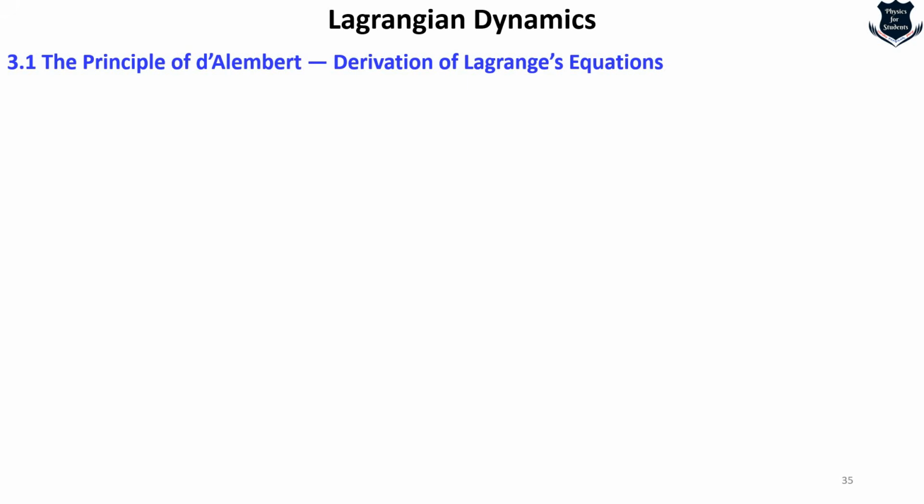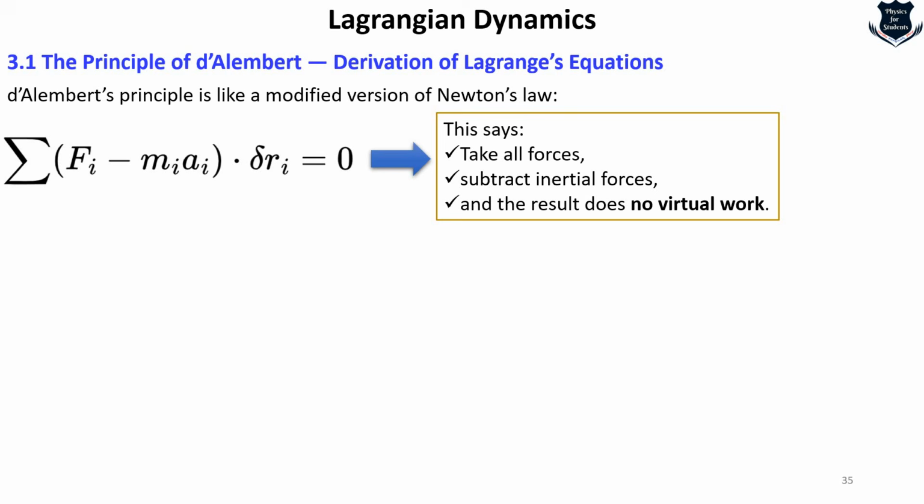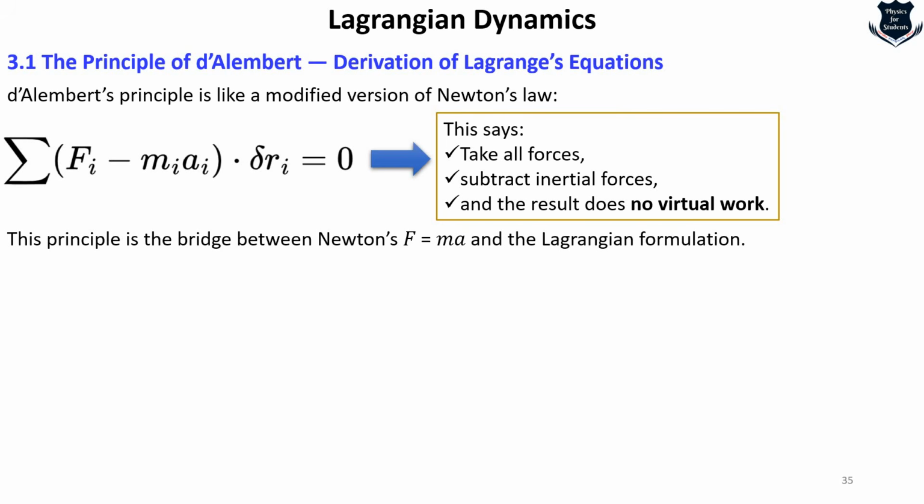The first one is called the principle of D'Alembert, derivation of Lagrange's equation. The D'Alembert principle is actually a modified version of Newton's law. This is one of the easy ways, but there are other ways of writing it. It says that you take all the forces Fi, subtract all the inertial forces, and the result does no virtual work. That means it acts as a principle between Newton's F equal to ma and the Lagrangian formulation.